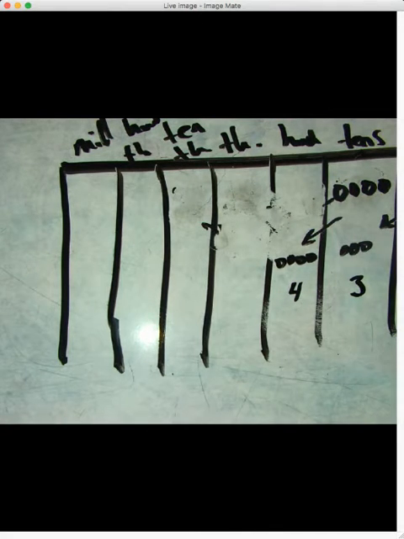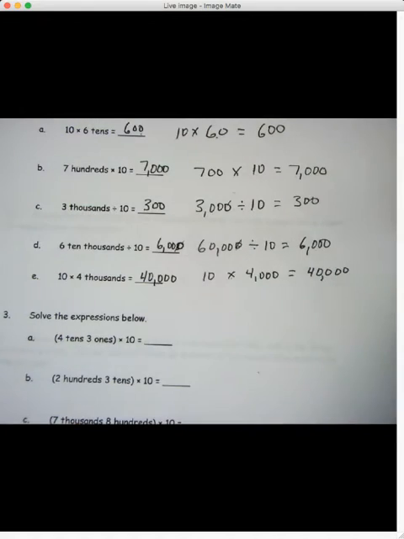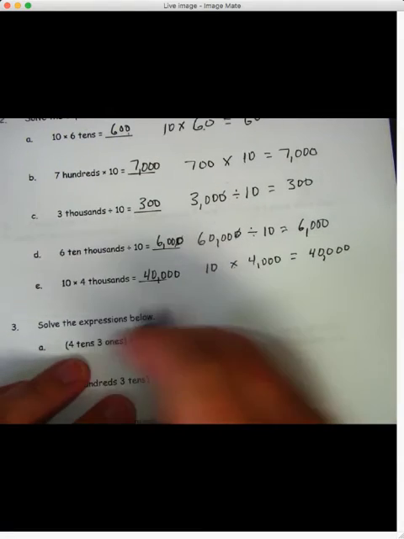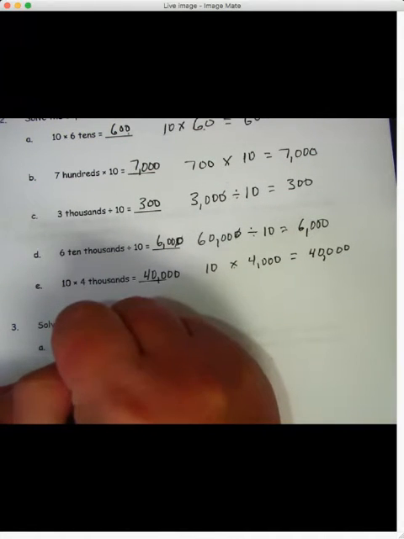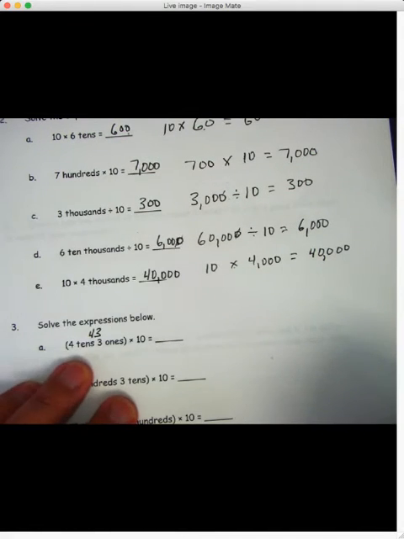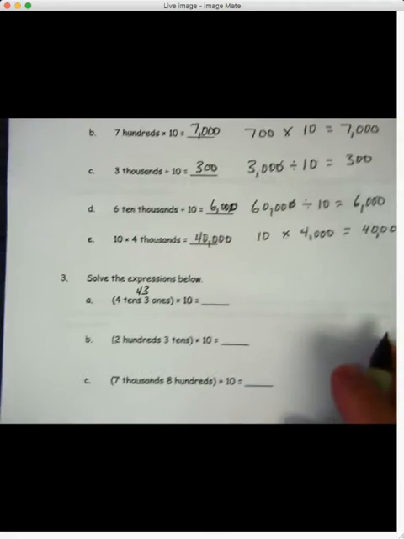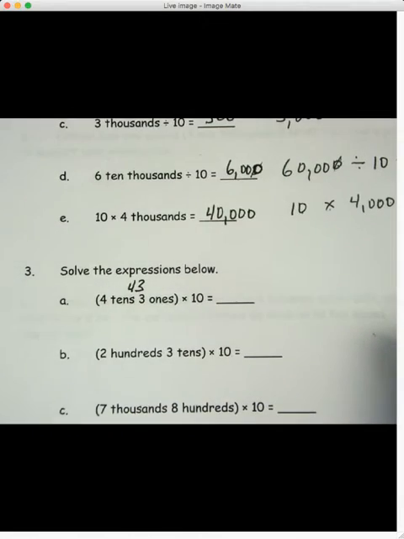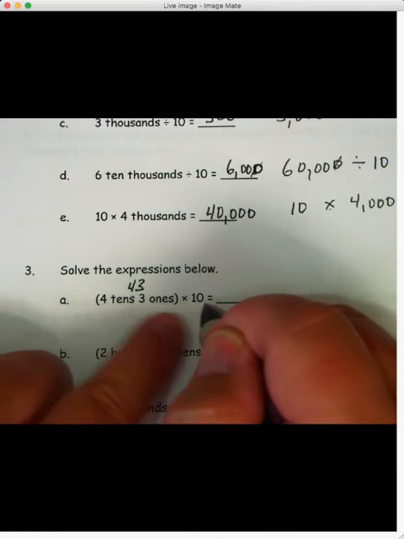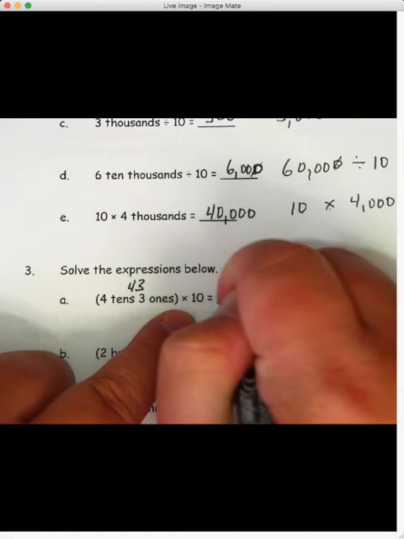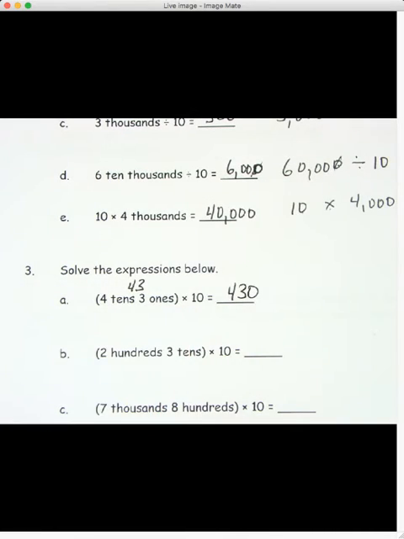So let's look at that this way. And here's how I would like you to think about this. If we draw this on top of this, 4 10s and 3 1s would be 43. And 43 times 10. We're adding that 0, aren't we? 43 times 10 is going to be 430.